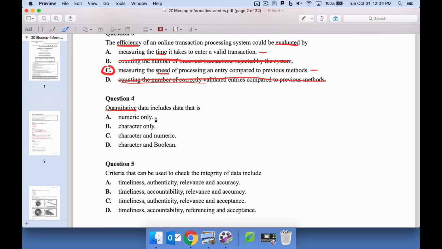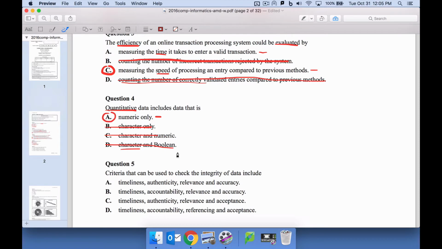So, A, numeric only, yes. Let's put that as a maybe for a second. B, character only, no. C, character and numeric, no. D, character and Boolean, no, because of character. So A must be the answer, numeric only.